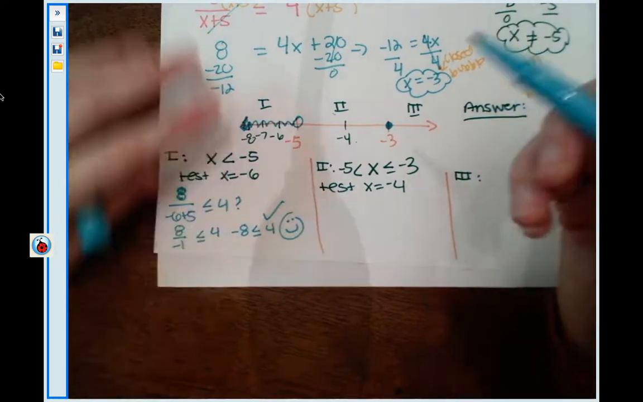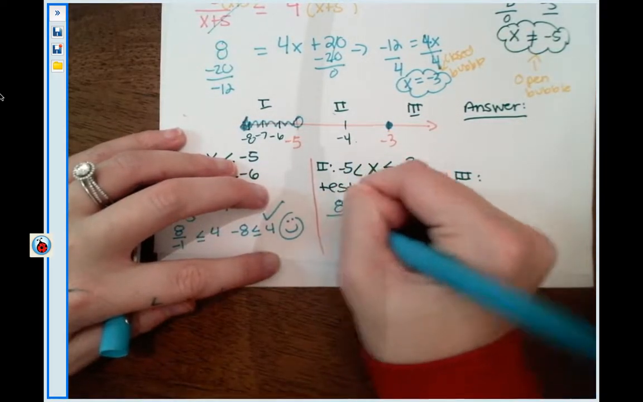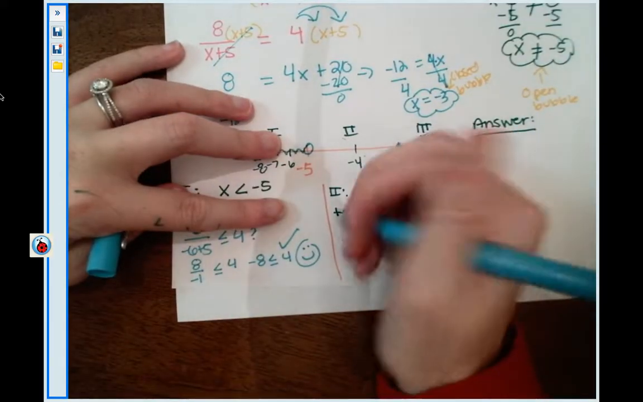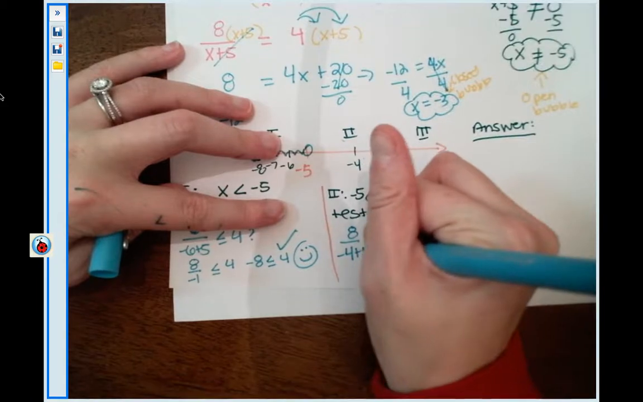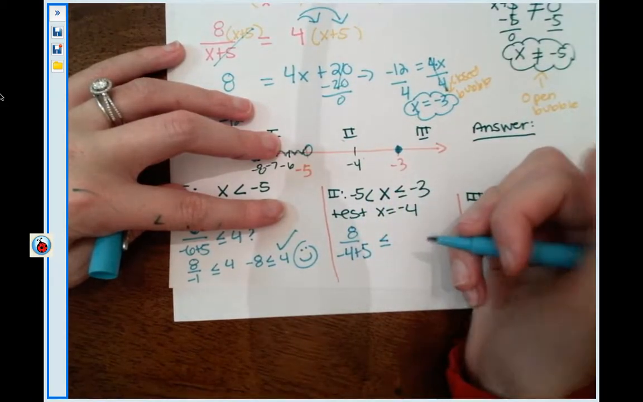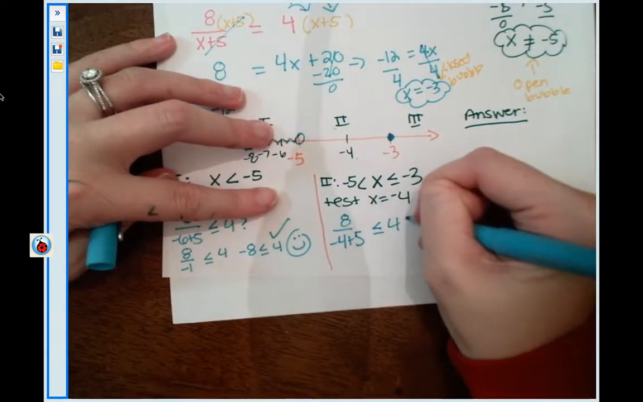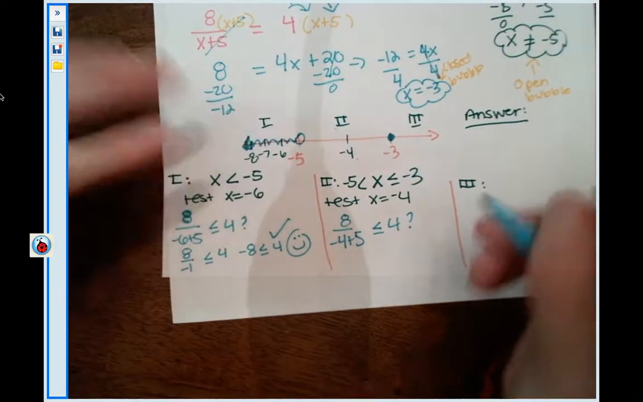So I have 8 over my x right here is going to transform into a -4. And I'm going to add the 5. So -4 plus 5. And I want to see if this thing is less than or equal to 4. That's what I'm testing for. So I don't know yet. I have to solve though. Let's see if it works.